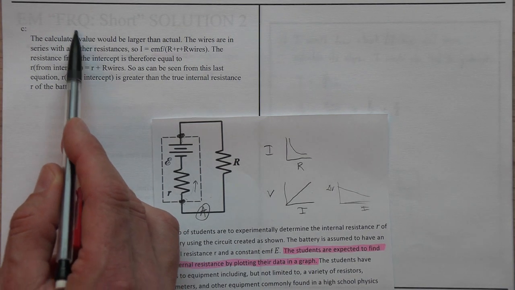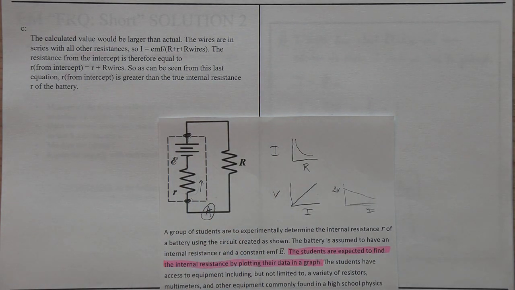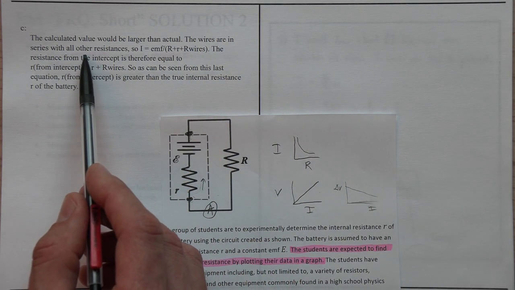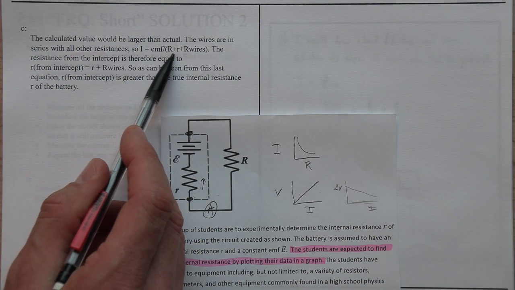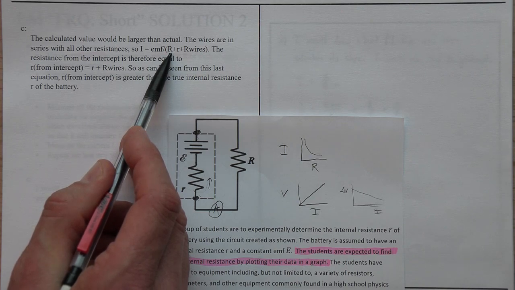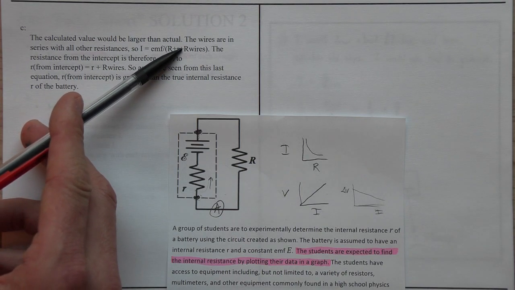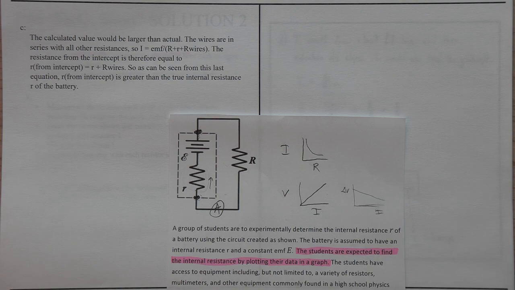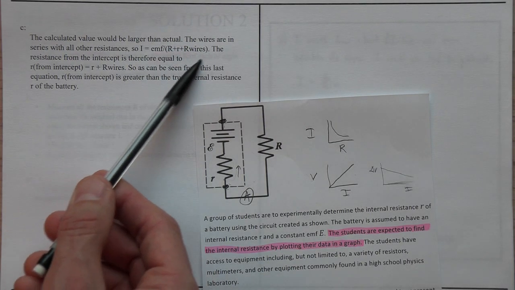Which one, the calculated or the actual? I said the calculated value would be larger than actual. State that right up from the front. Why? The wires are in series with all the other resistors, so my Ohm's law calculation is I equals EMF over total resistance, which is little r, the internal resistor, plus R, and I wrote a little subscript wires. Okay, again, it's not convenient because I'm typing, but the AP is going to be forgiving, I hope. I think they will be, and they said they would. So this is the total resistance of the circuit.